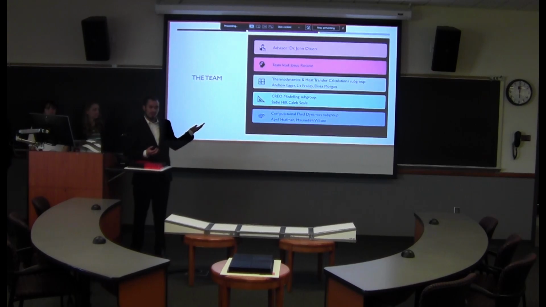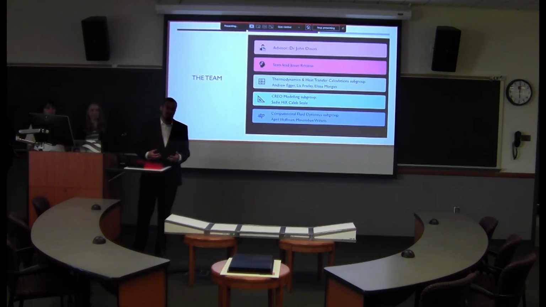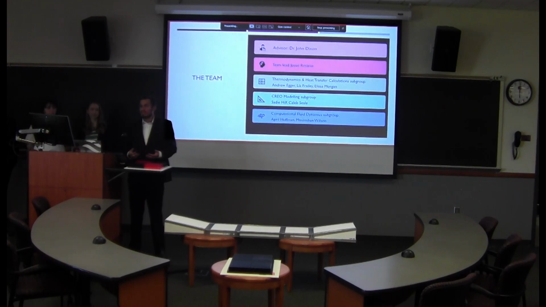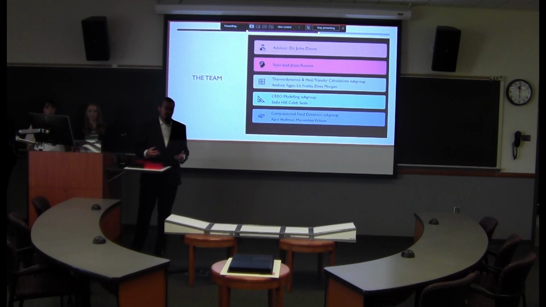So next team is the Creo modeling team. They took the design proposed by the thermodynamic team and designed them into a CAD program. The programs we used was Creo modeling and also SolidWorks. The last group is computational fluid dynamics subgroup. They took the Creo models and put them into a computational fluid dynamic or CFD program. In our case, it was Siemens Star CCM. They pretty much ran simulations to emulate the same exact environment that the heat sink would be in.